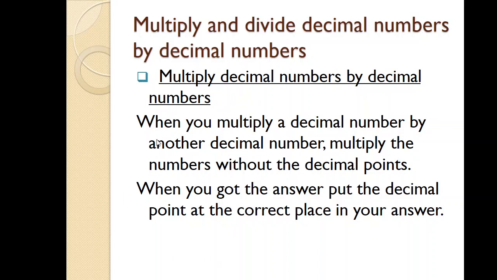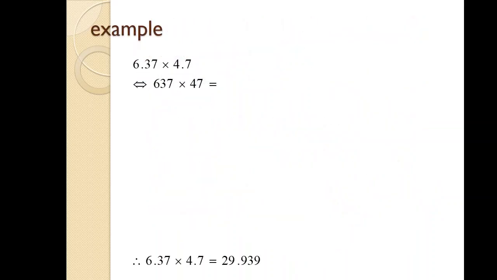Here you say when you multiply a decimal number by another decimal number, multiply the numbers without the decimal points. That means you can just remove the decimal points in your decimal numbers, and then you do your multiplication. Then lastly, when you get the answer, put the decimal point at the correct place in your answer. Okay, let's look at this example to see how that is done.